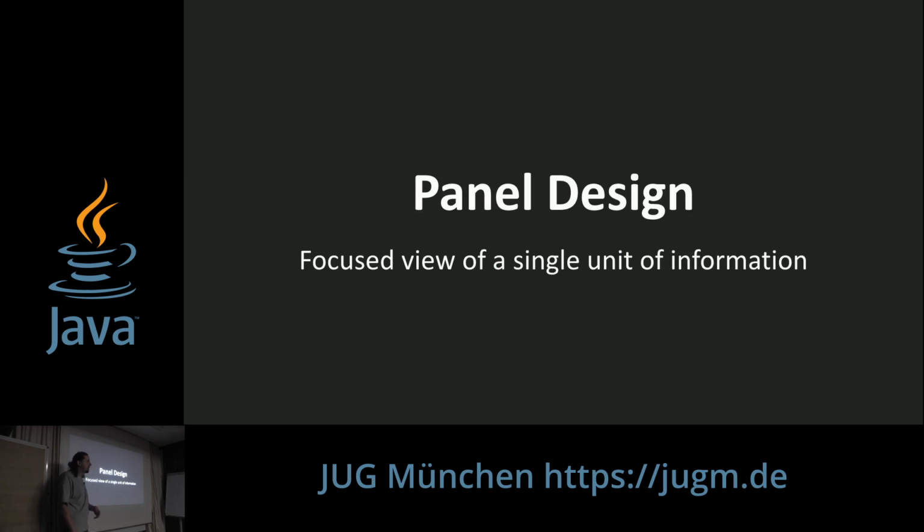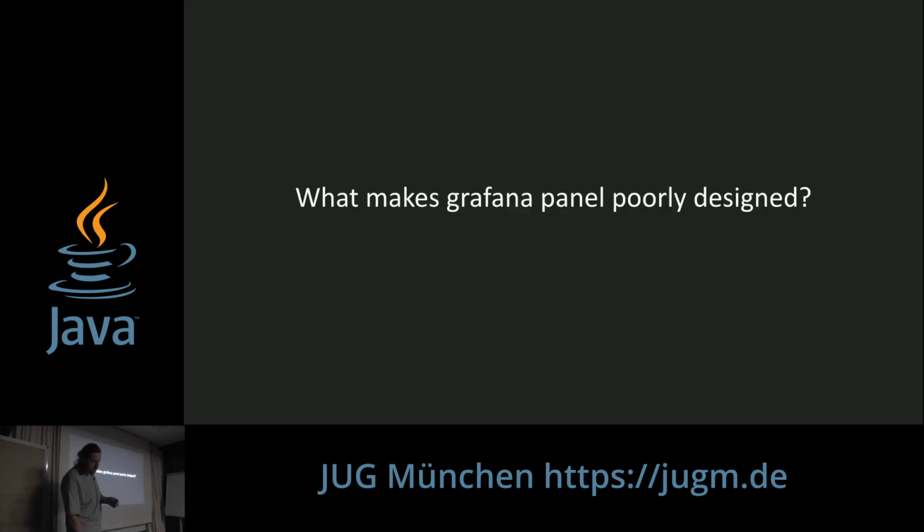The main goal of panel design is to deliver a view for a single unit of information. That unit can be how the CPU is doing. That unit can be what rate of calls you have to your system. Anything, but it should not be big. You need to focus on one unit of information and deliver that. And the first principles, or rather not principles, but what makes a Grafana panel poorly designed.